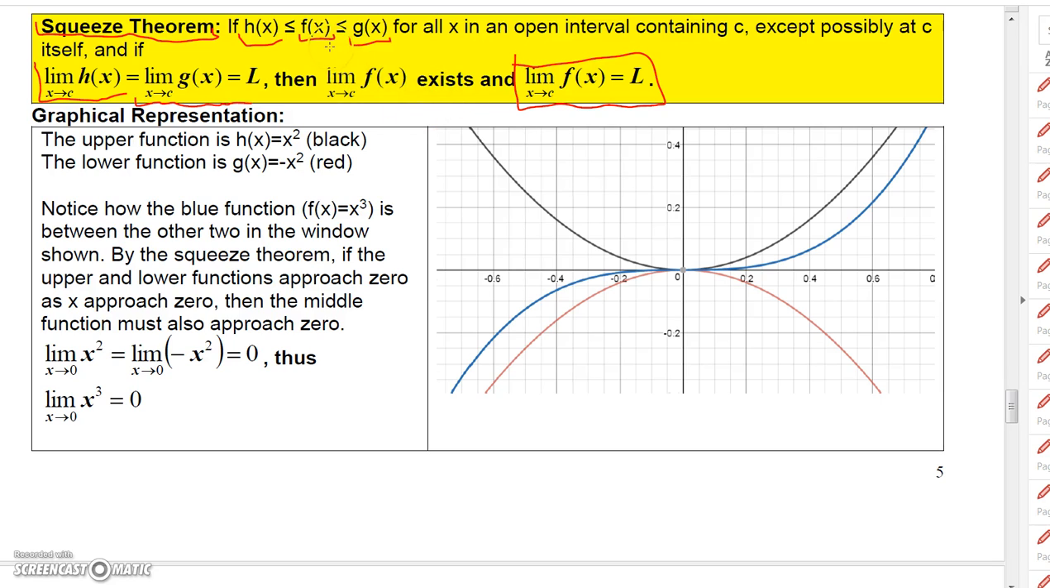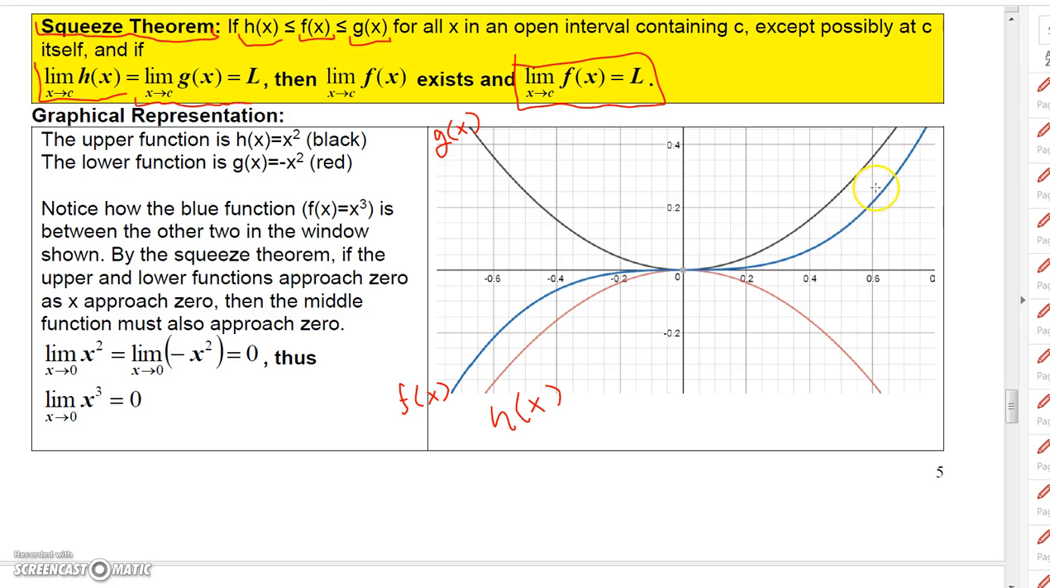Now, I'm going to give you just a real simple example of this. Let's call this black function g of x. Let's call this red function down here h of x. And this blue function in the middle, we'll call that f of x. Now actually, those functions do have a name. This is the function x squared. This is the function minus x squared. And this blue function is actually the x cubed function.